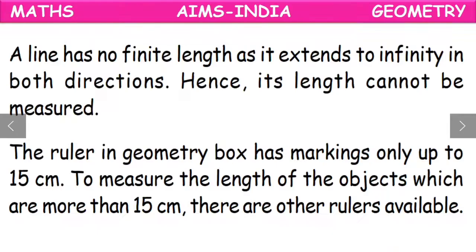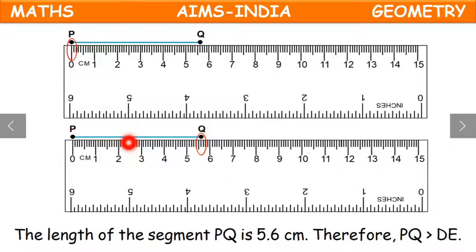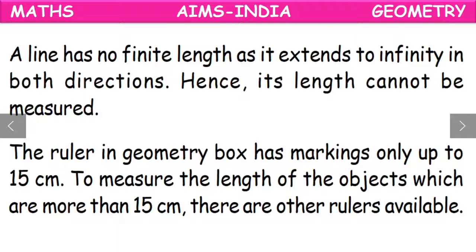Okay. Now a line has no finite length as it extends to infinity in both directions. Hence its length cannot be measured. The ruler in the geometry box has markings only up to 15 centimeters. To measure the length of objects which are more than 15 centimeters, there are other rulers available. Now this was how to measure the length of a line segment.